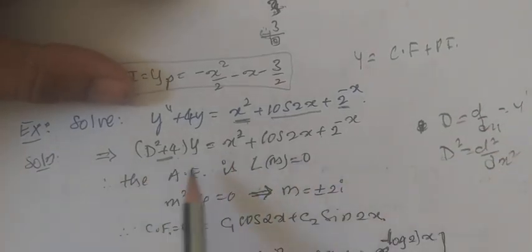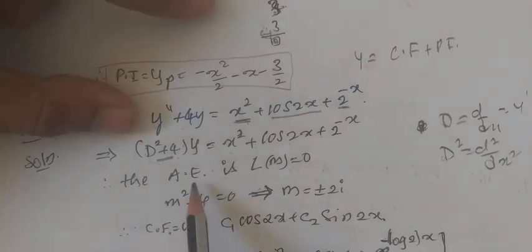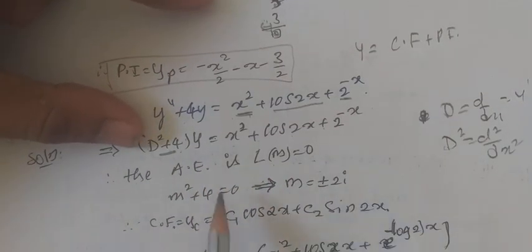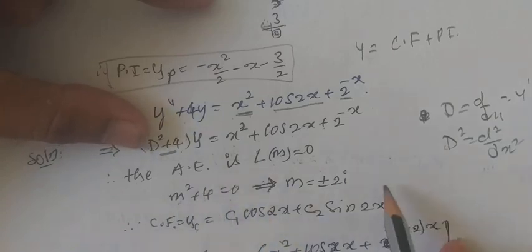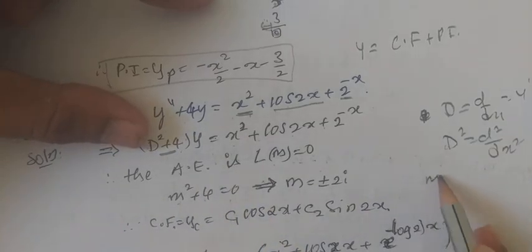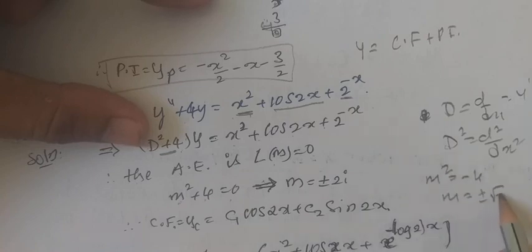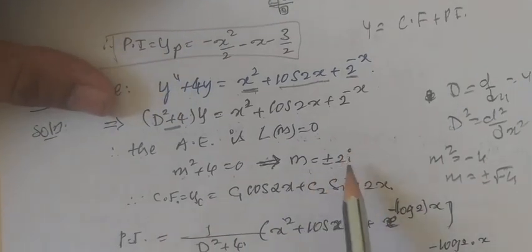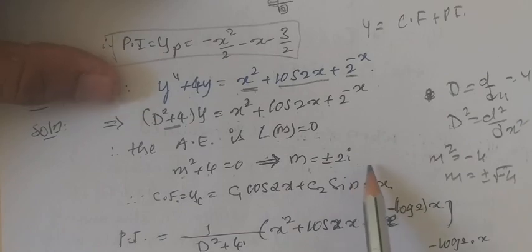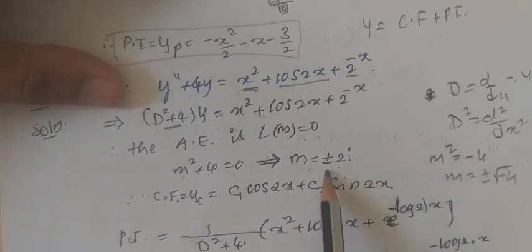Now this is your L(D). Construct the auxiliary equation, that is L(m) = 0. So we can write this as m² + 4 = 0. This is a quadratic equation, c is not present, so directly you can simplify: m² = -4. Therefore m = ±√4 i, which becomes m = ±2i, because root 4 is 2 and root of minus 1 is i. So the roots are complex in nature.